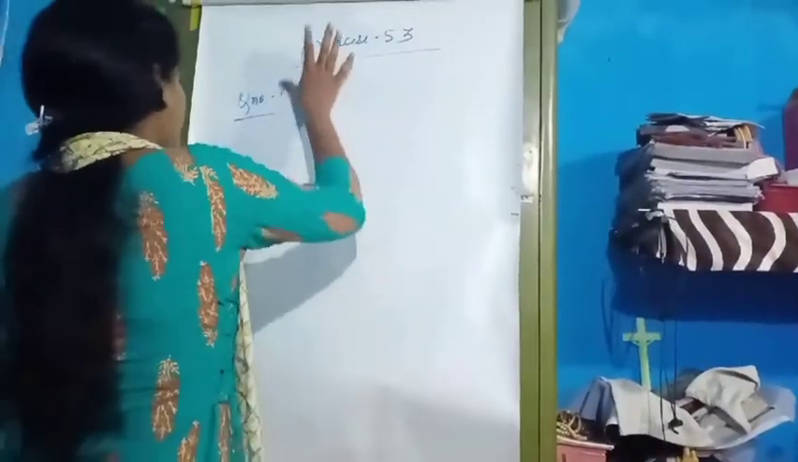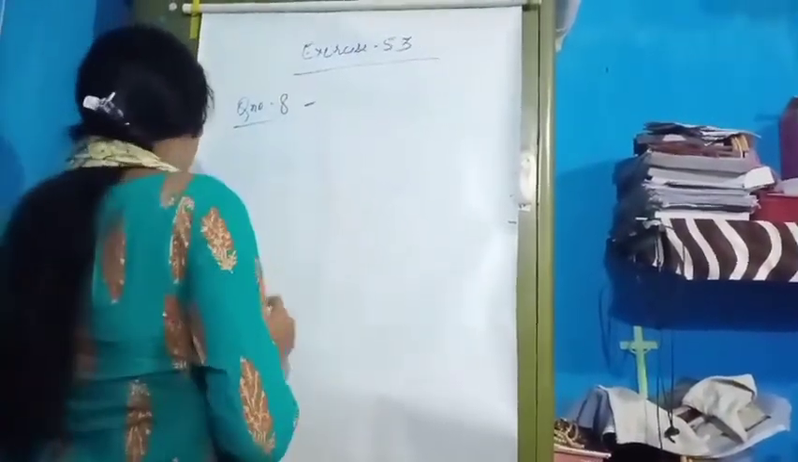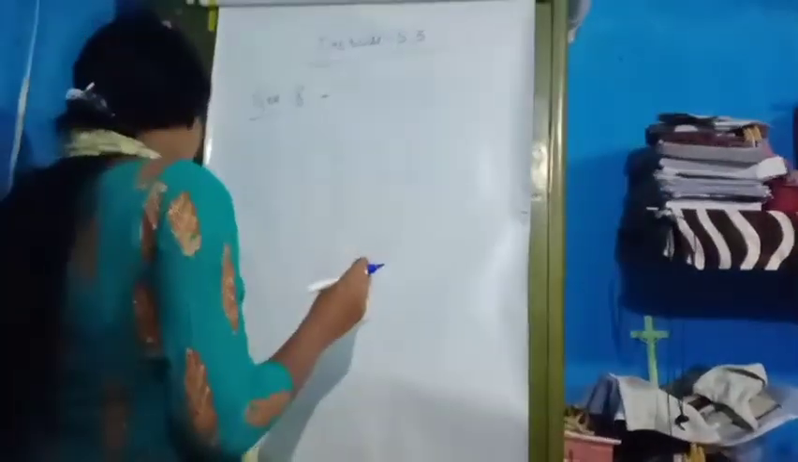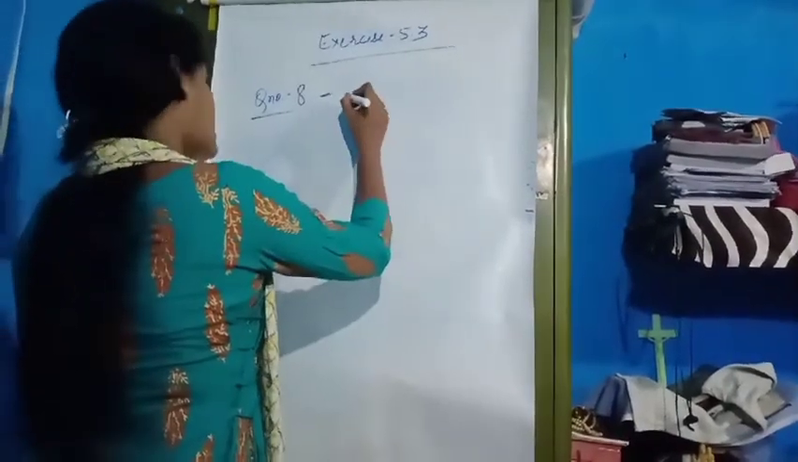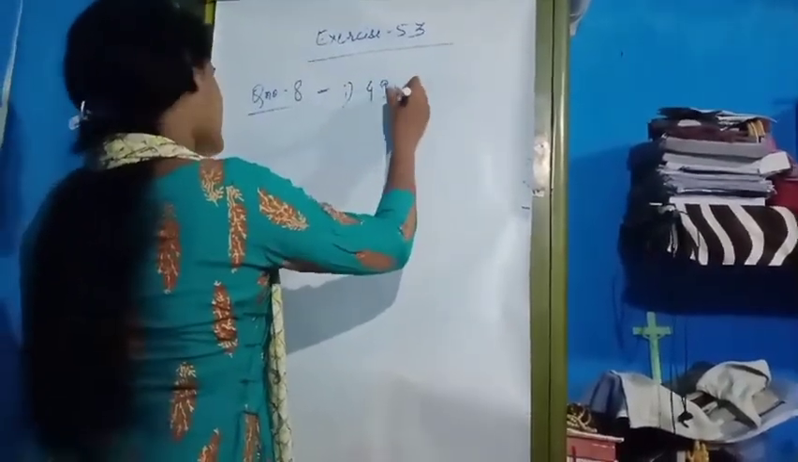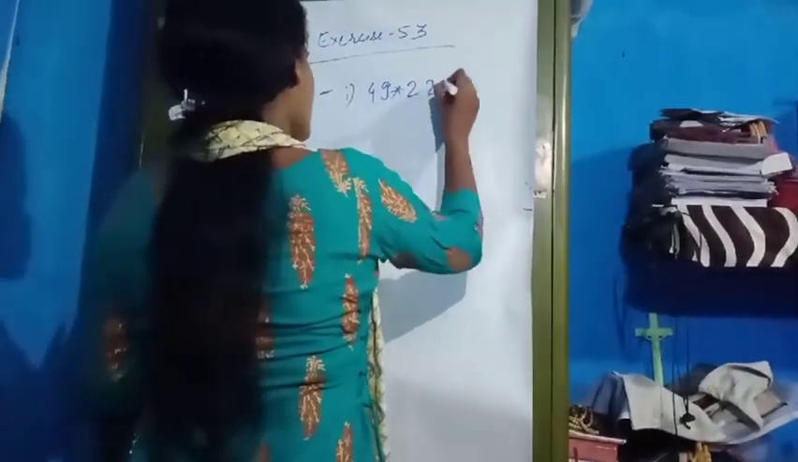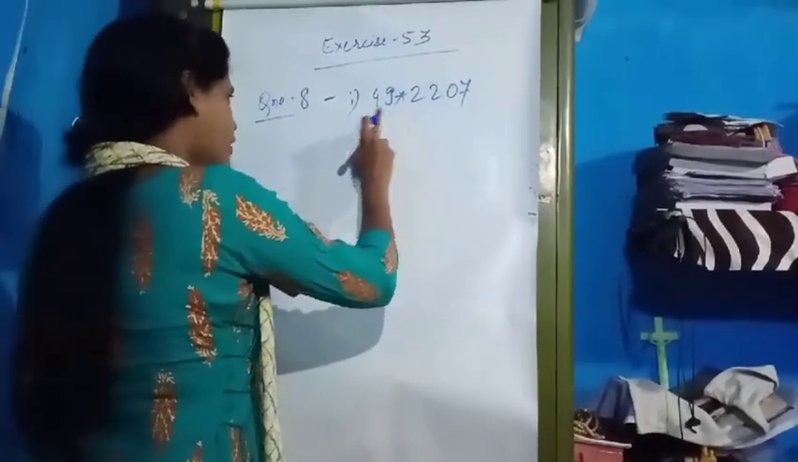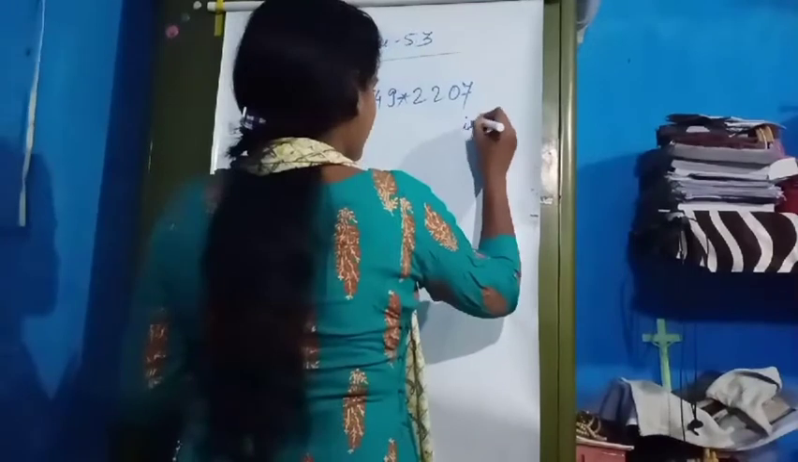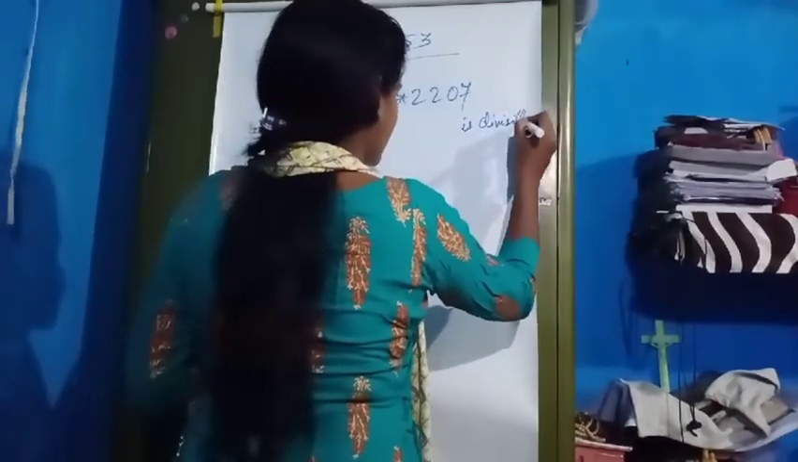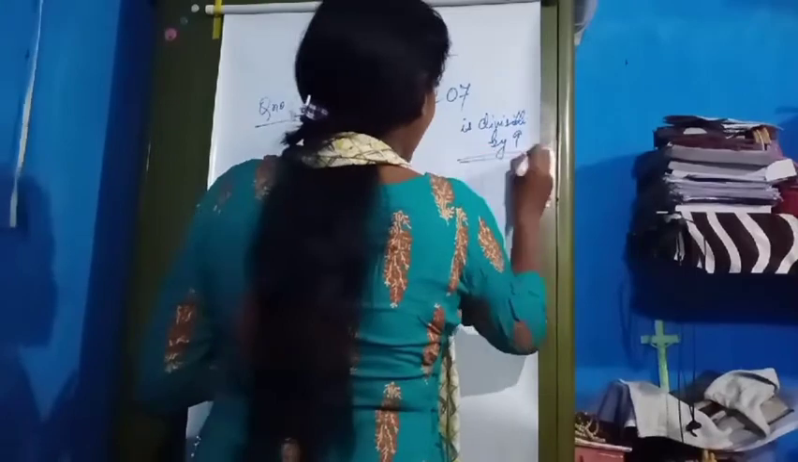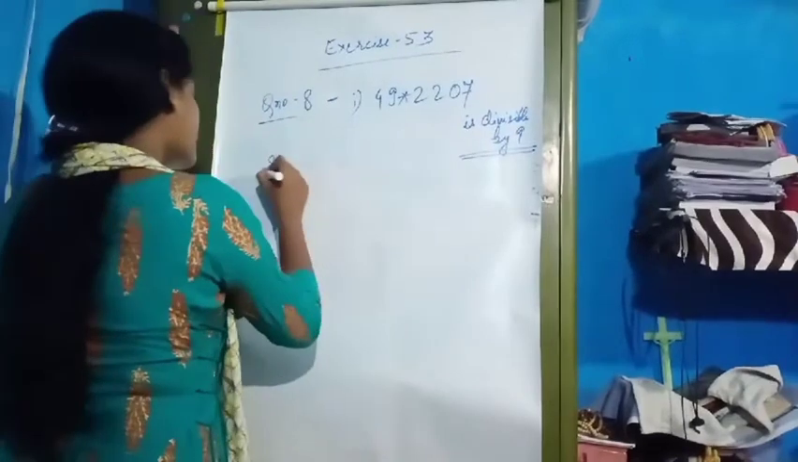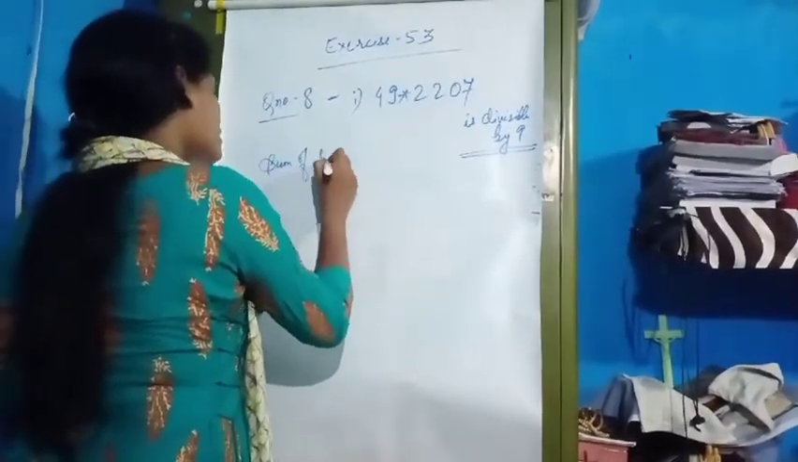Now we are going to solve question number 8. The question is: replace the star by a digit so that the number formed is divisible by 9. The first number we are going to solve is 49*2207. The question is telling us to replace this by a digit so that the number is divisible by 9. You have to remember the condition. What is the condition for divisibility by 9? You have to find the sum of digits. So first find the sum of its digits.